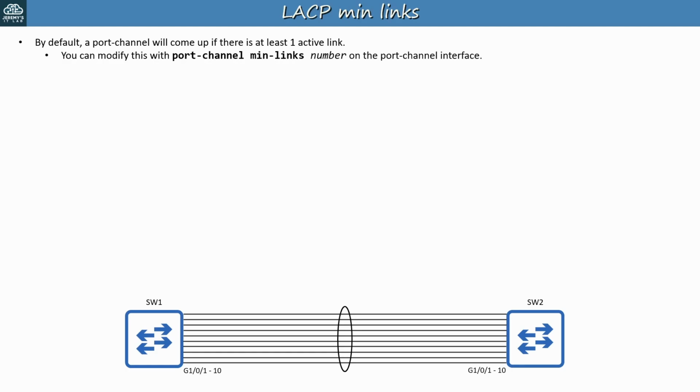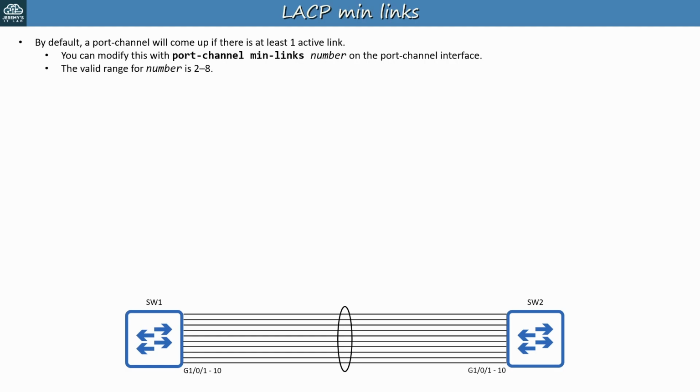Yes, the max links command is lacp max-bundle, and the min links command is port-channel min-links. I'm not sure why they made the commands different. It would make sense if lacp max-bundle applied only to LACP, and port-channel min-links applied to both LACP and PAgP. But both commands only apply to LACP. There is probably some historical reason for this, but just keep the difference in mind. The commands are lacp max-bundle and port-channel min-links.